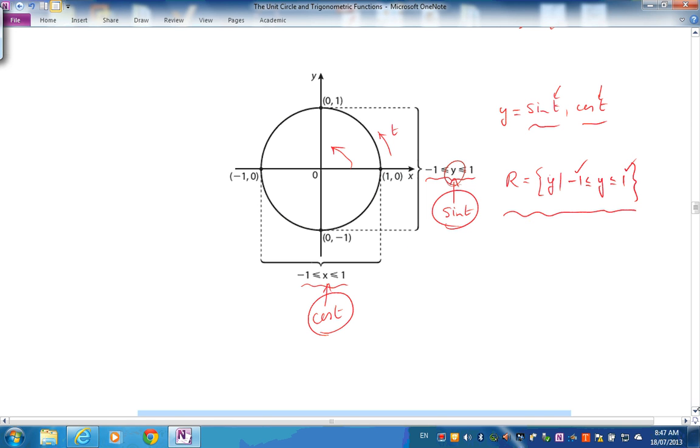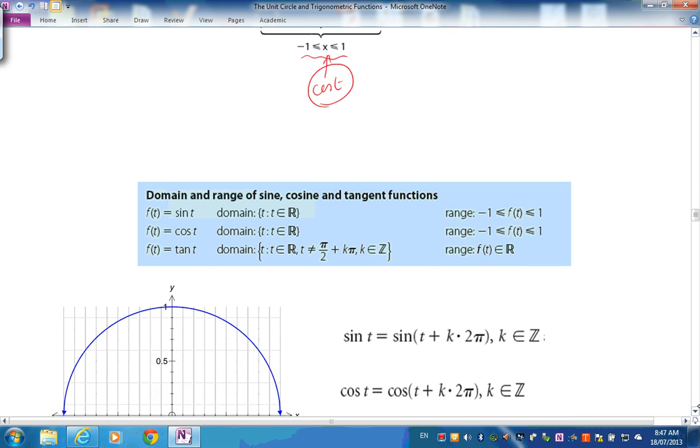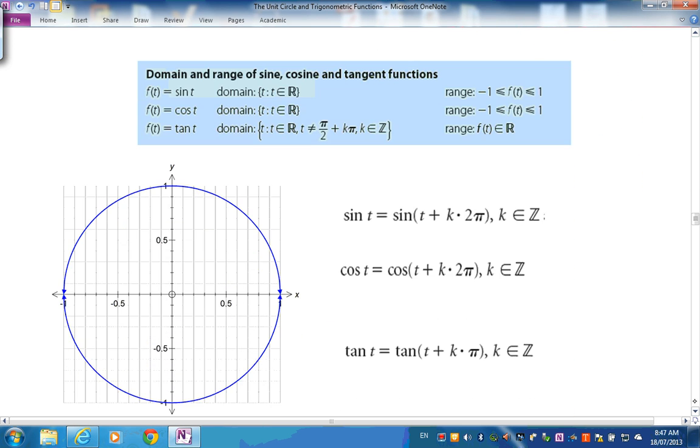All right, let's go down and see what we can summarize here. And here's a bit of a summary. Domain and range. So the domain of sine t and cos t can be any t. The domain of tan t cannot be pi on 2 or multiples of that. So one way of doing that is you say, well, you can't have pi on 2 and you can't add another pi to it. Let's do that here.